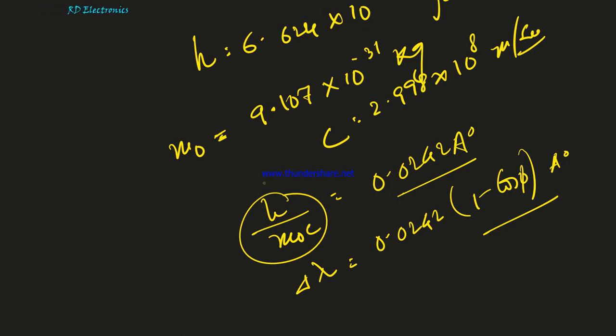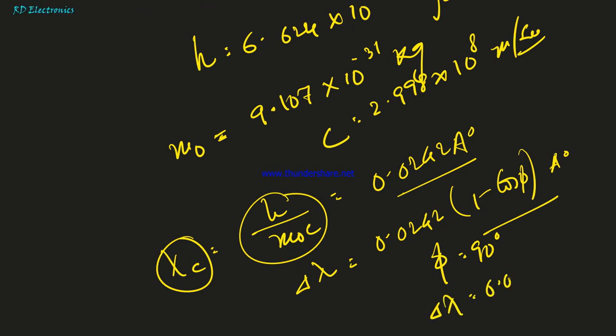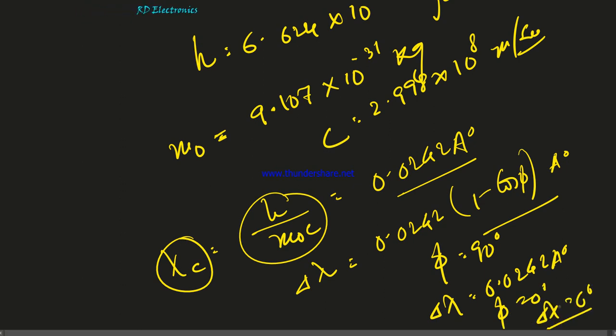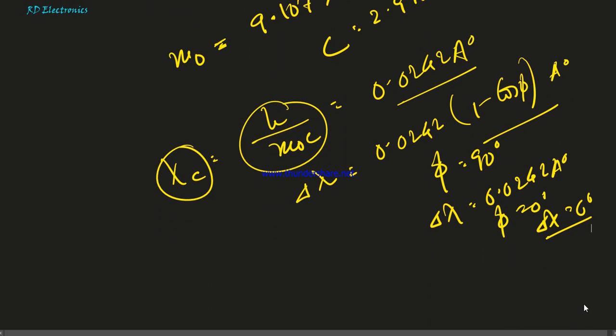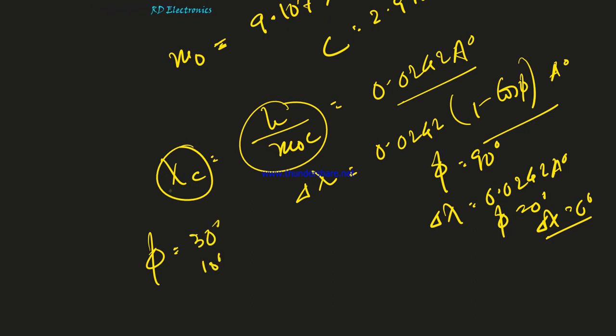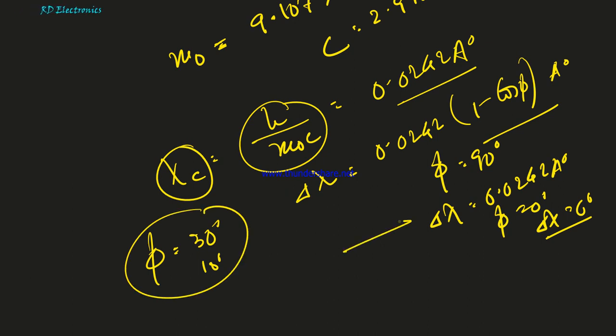This parameter is also known as lambda c, that is the Compton wavelength. It's very important for examinations and competitive examinations. Now we look here: if phi equals 90 degrees, then delta lambda is 0.0242 Angstrom. But if phi equals 0 degrees, then there is no shift in wavelength. There are several conditions depending on the different angles of scattering. When phi equals 10 degrees, 20 degrees, 30 degrees, 40 degrees, for different values of phi we get a shift in wavelength.